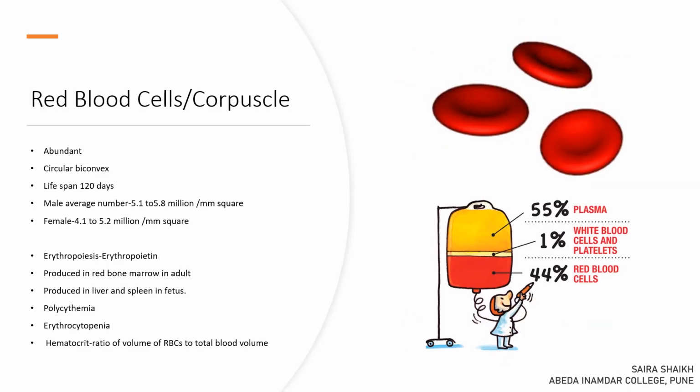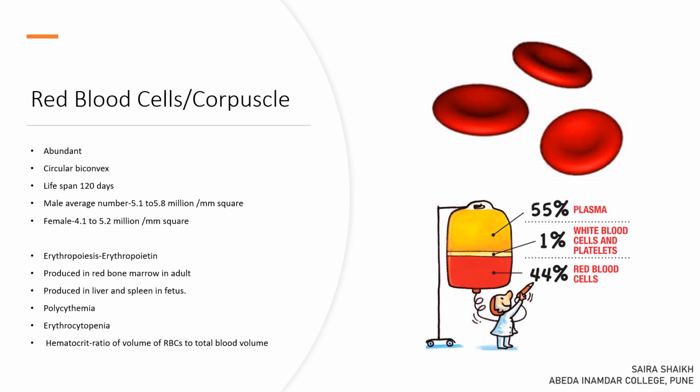Red blood cells are also called red blood corpuscles. These are living cells and they are suspended in the liquid. That's why they are termed corpuscles. They are abundant in number. They are circular and biconvex. Their lifespan is about 100 to 120 days.